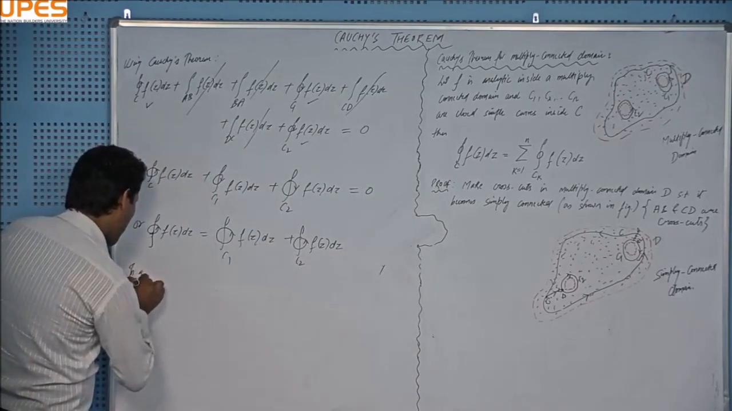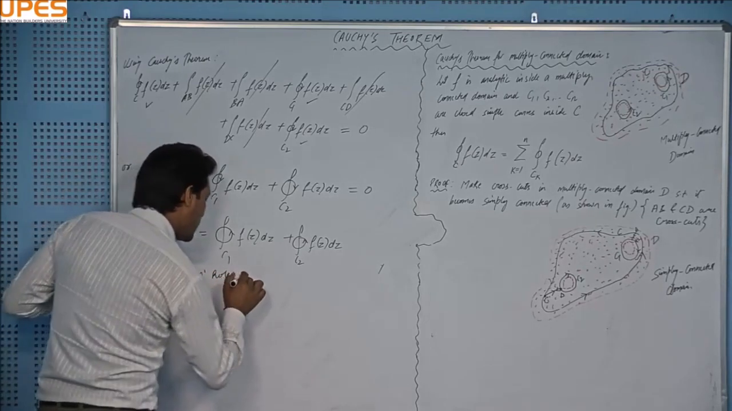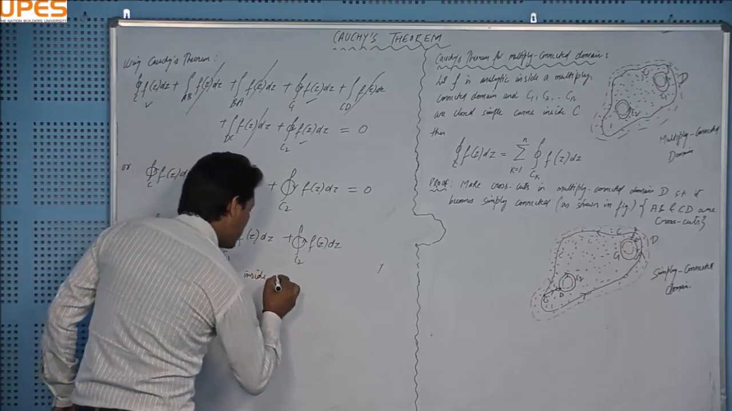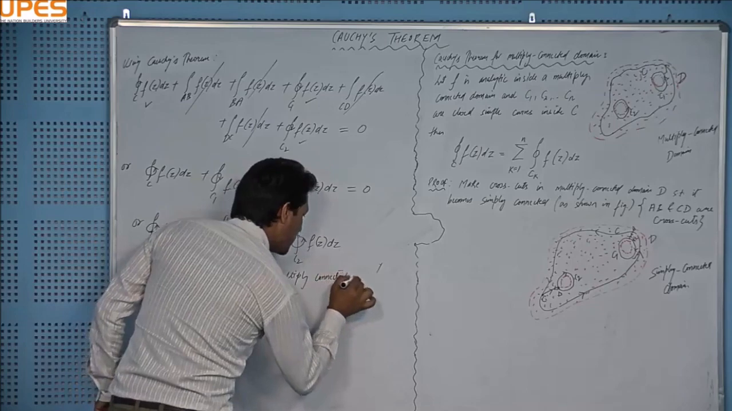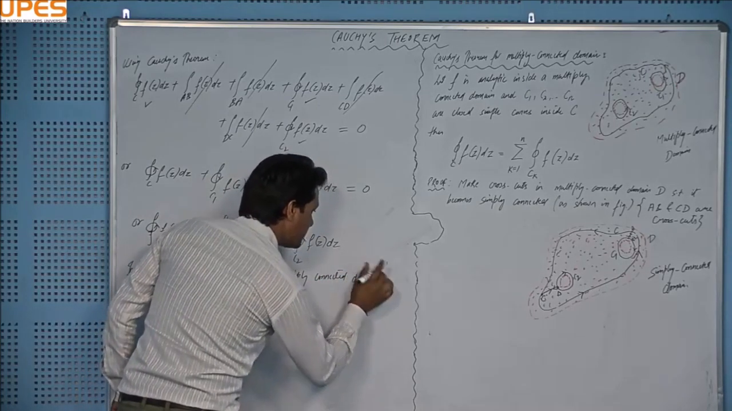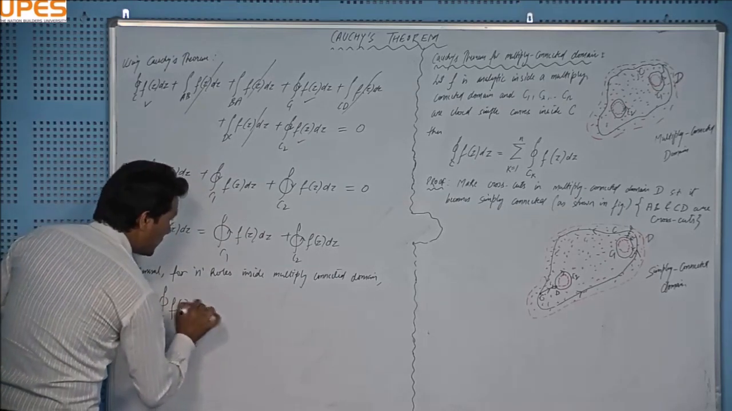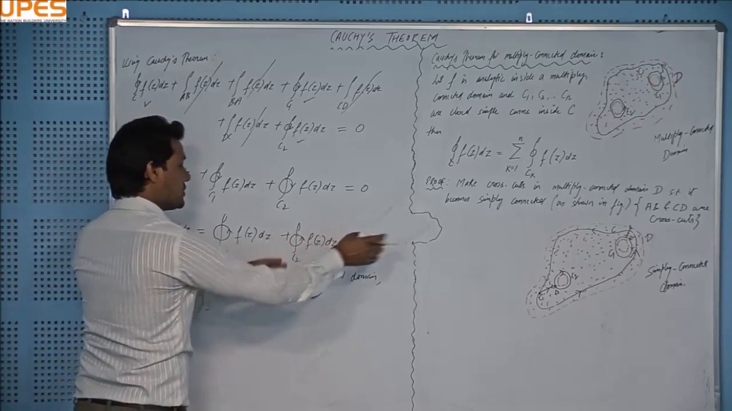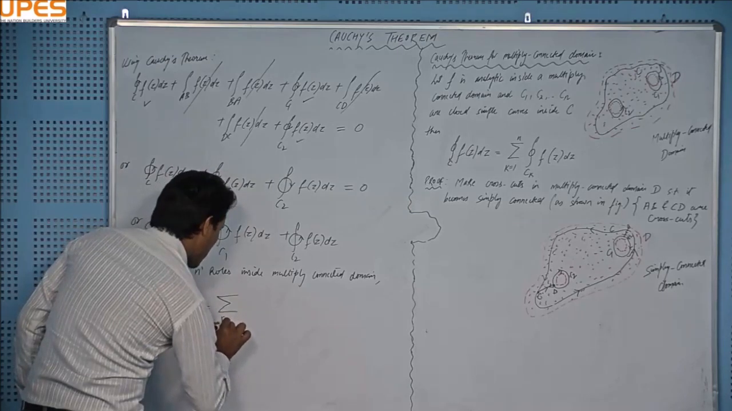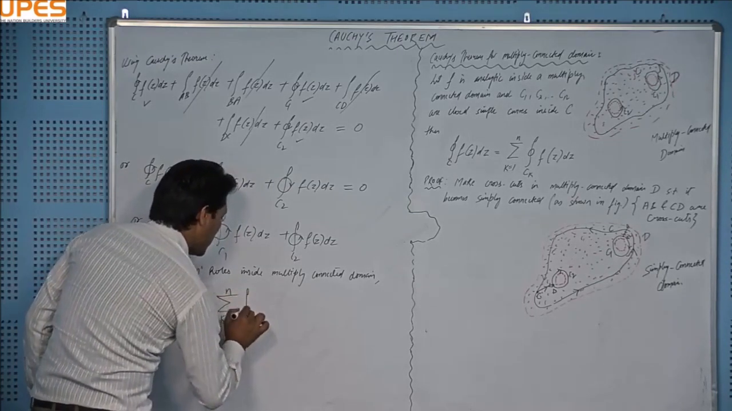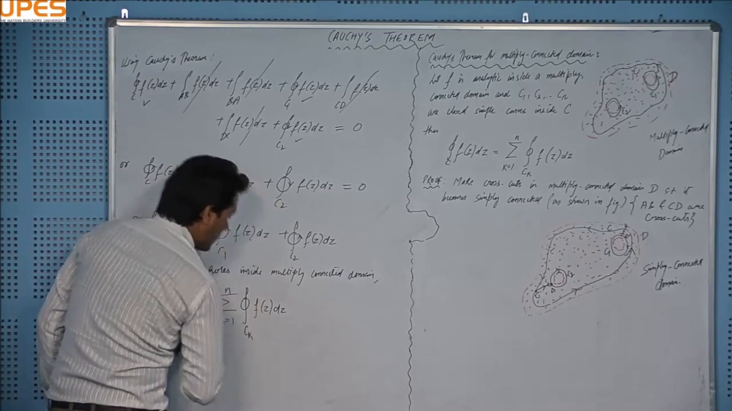In general, for n holes inside a multiply connected domain, the result will be the integral over C of f(z) dz equal to the sum of all such integrals, and denoting that sum by the summation from k equal to 1 to n of the integral of f(z) dz over C_k.